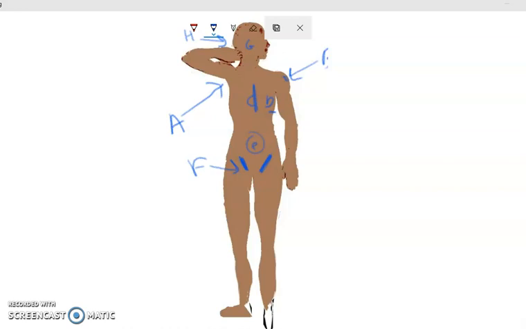So A is your armpit. Very smelly region, or is it? We'll talk about that in chapter 4. Your armpit is your axillary. So A was your axillary region. See what I did? I used the A for that.